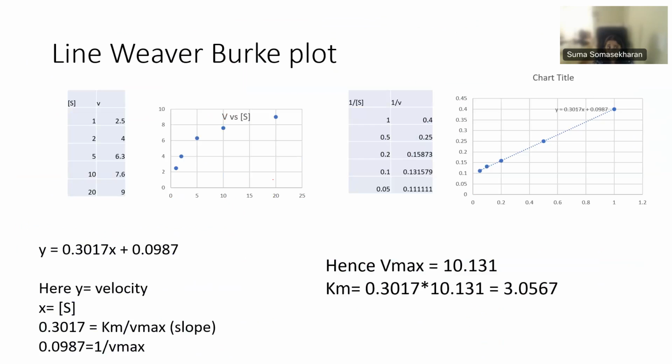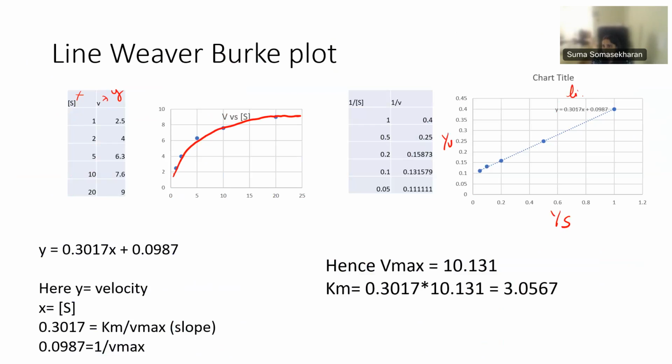So what can we do? Here is a simple data set. You have substrate concentration versus velocity, and if I simply plot this data, with substrate concentration on the x-axis and velocity on the y-axis, I get a relationship that looks like this, which is a rectangular hyperbola. Now, if I take the reciprocal of S and the reciprocal of V, and plot 1 over V versus 1 over S, then I get a straight line.